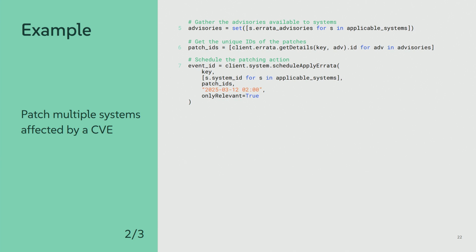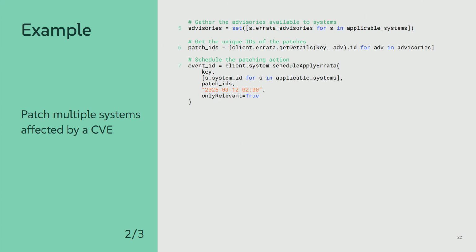And the 6th step is a little bit of a technical detail step, because even though I know the advisories, a single advisory can have multiple patches in MLM. If you have the same advisory in 2 different repositories, of course you're going to have 2 different patches there. So I need to collect the actual unique patch IDs, so that I can tell MLM which exact patches to install. So that's what I'm doing there, with another call to errata.getDetails, which returns me all the details about any patch.